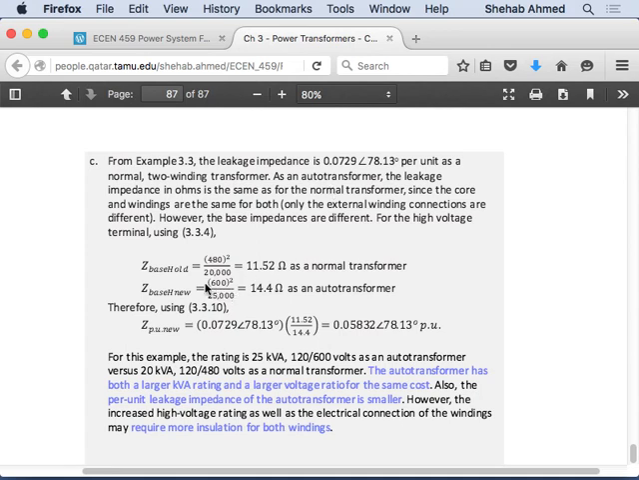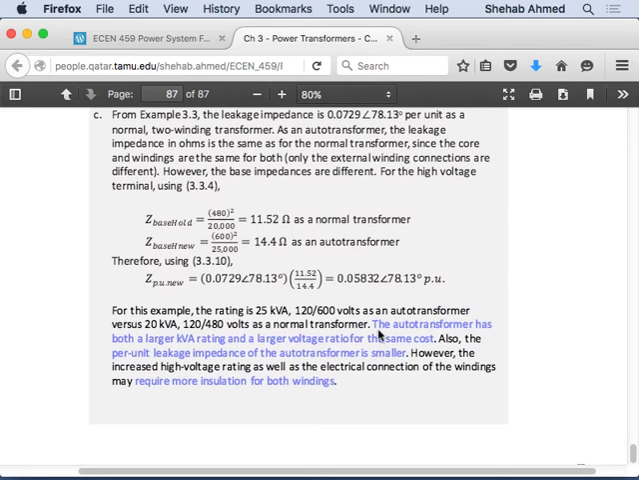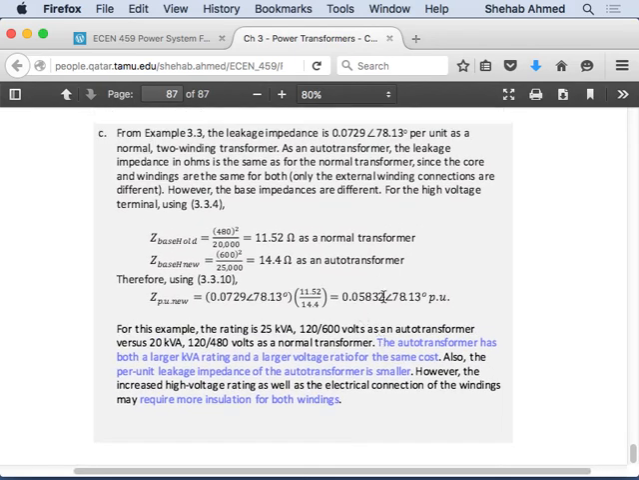So now you have two Z bases, but you have your actual value. You take your actual value and divide it by this Z base, and you divide it by this Z base. Of course, if you divide it by a bigger one, it's a smaller value. Okay, so Z per unit is now 0.05832. Any questions? So it's a smaller per unit impedance than the 0.07, right? So these auto transformers are able to transmit more power, but they have lower per unit leakage impedance, which means higher per unit short circuit current.